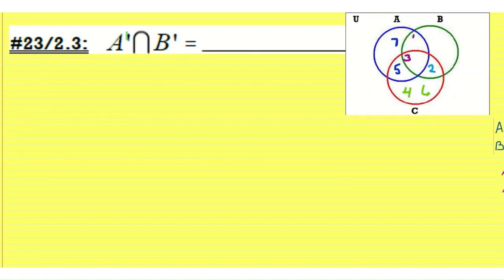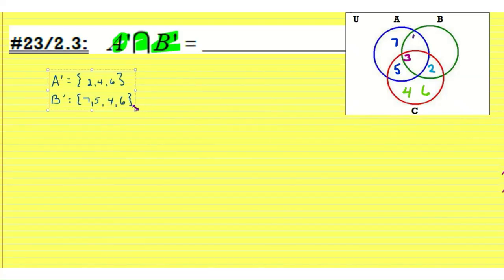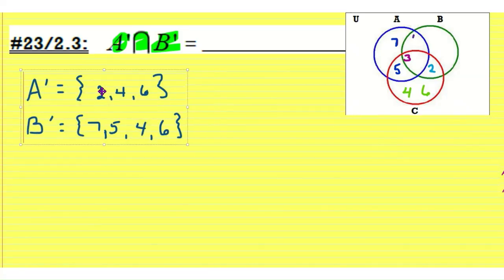Okay, the next one says that we're going to do A prime intersected with B prime, or the complement of A intersected with the complement of B. So earlier, we actually found A prime and B prime earlier in this video. So A prime was 2, 4, and 6. That was the answer set for the complement of A, or not A. And 7, 5, 4, and 6 was the complement of B, or not B. So this says that we want to intersect those.